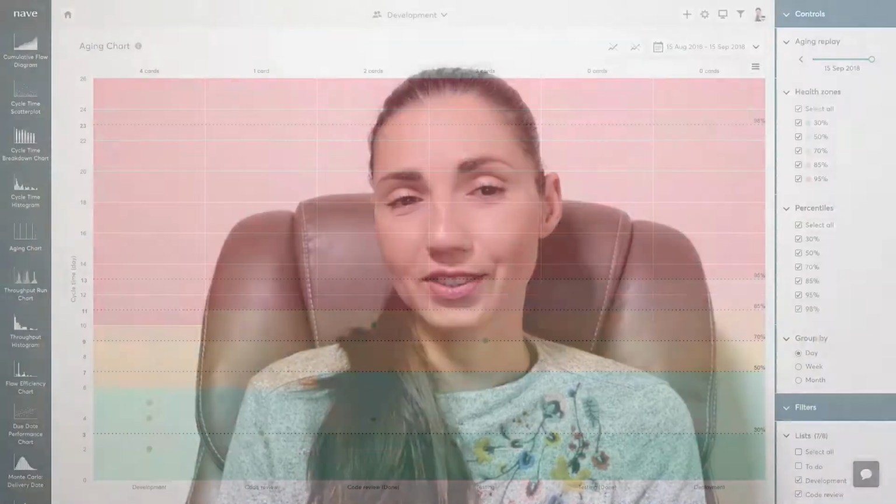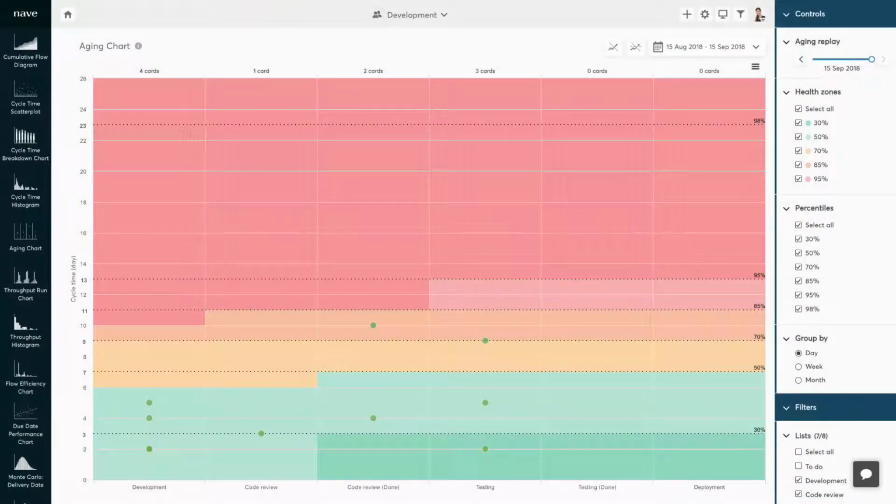All the charts at NAVE work with your completed data except the cumulative flow diagram and the aging chart. The aging chart is one of the most powerful tools at NAVE. It enables you to track your current work in progress. It uses the same visual format as your Kanban board, with each column representing a status in your workflow. The aging chart shows how many days a task has already spent in progress.